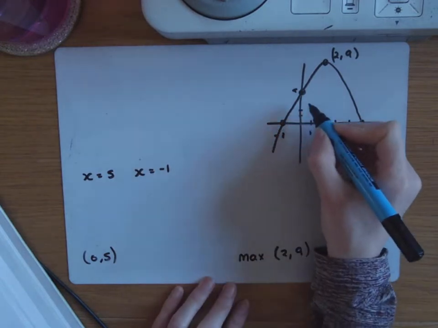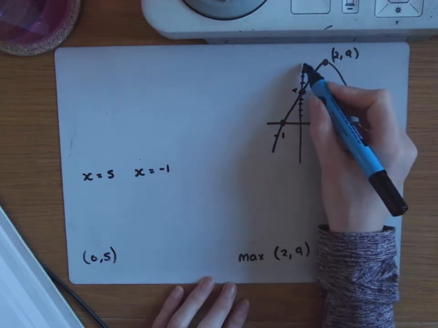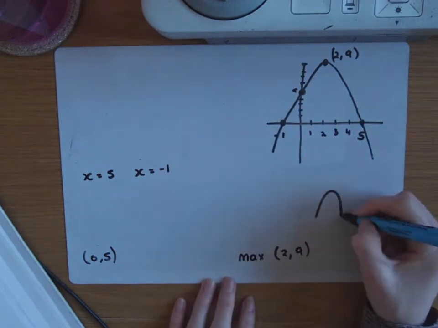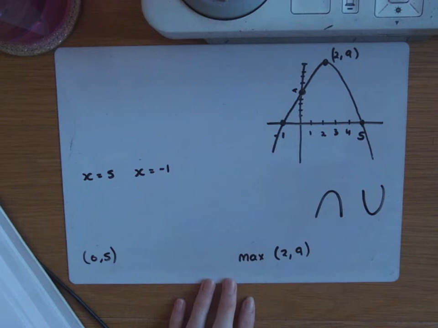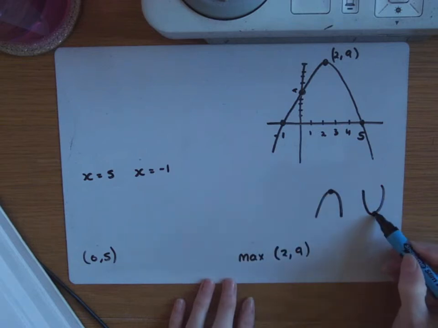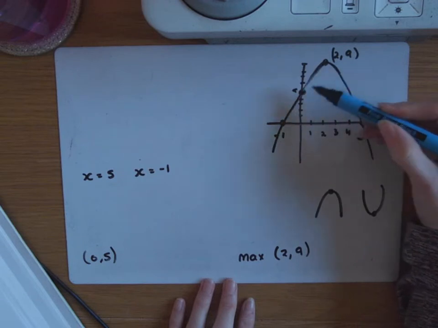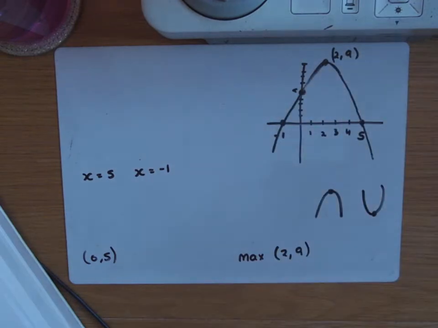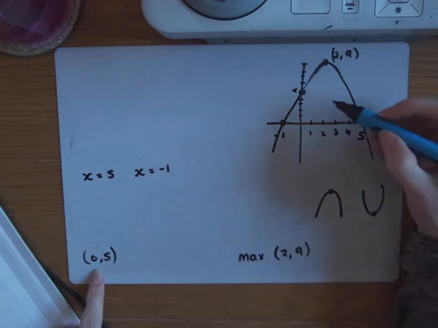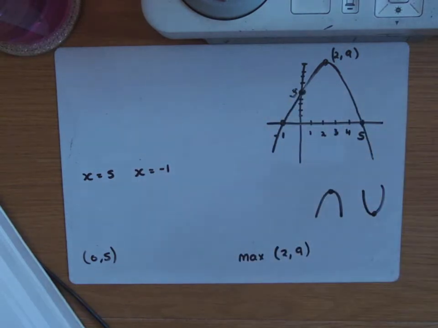Yes, how do you know that that's the maximum point and not the minimum point? Well, just because it's N-shaped or U-shaped. So that's a max, that's a min. It just depends on the shape of the graph. Is that alright for you? Make sense? Miss, what's the number on the y-axis? 5. Here, 0, 5. So we got our roots, we had our y-intercept, and then we had our max point.